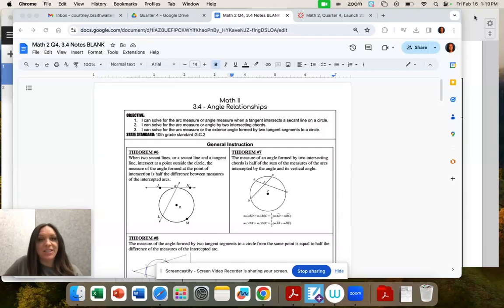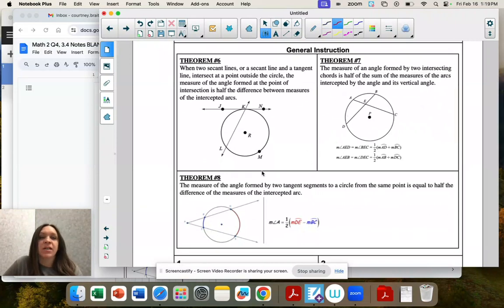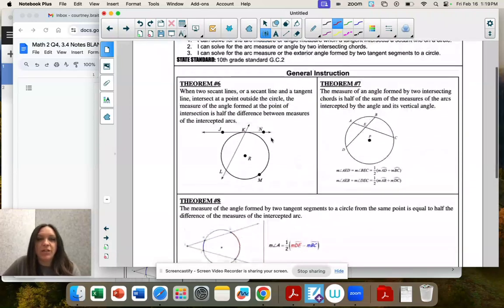Our last section is angle relationships, and we're given some theorems, and it's kind of hard to understand what they're saying right here when we're just reading them. It'll really help when we get down to some examples.